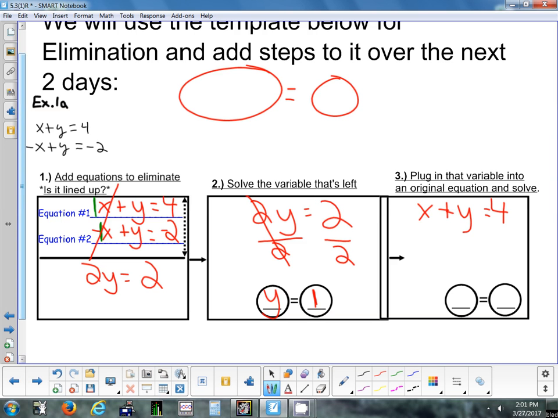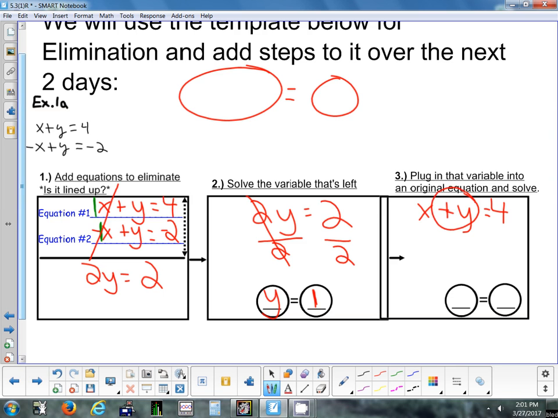What variable did I just solve for? What variable did I just solve for in the middle? Y. I'm going to circle y over here, and I'm going to circle the sign that's with it. I'm going to circle the plus. What's going to happen? Somebody tell me what's going to happen.